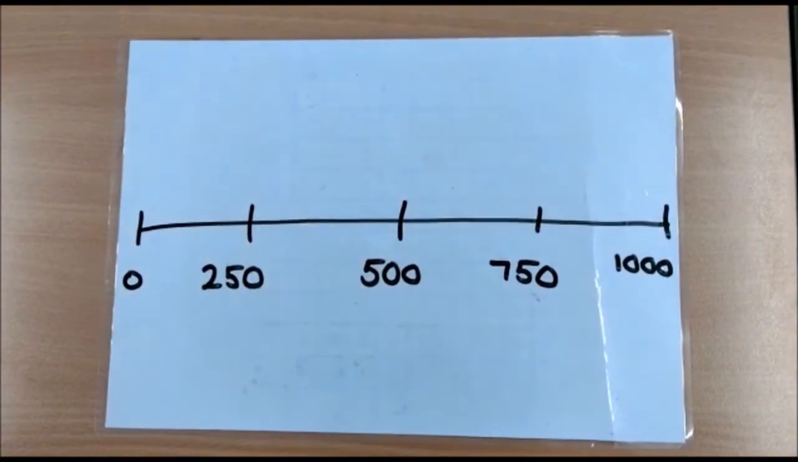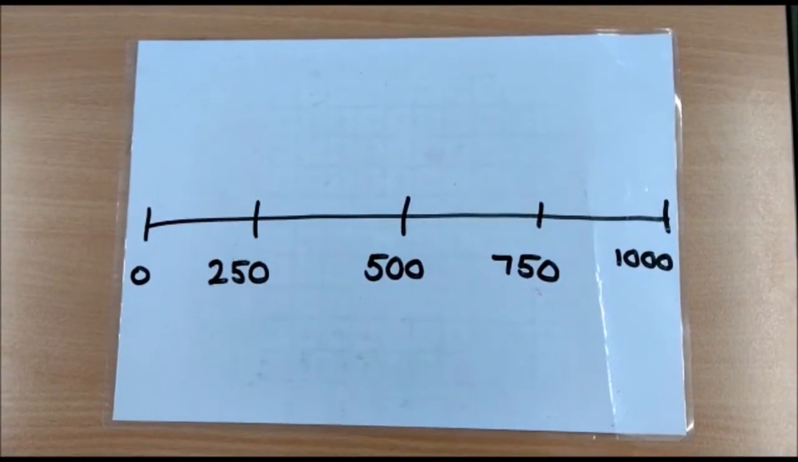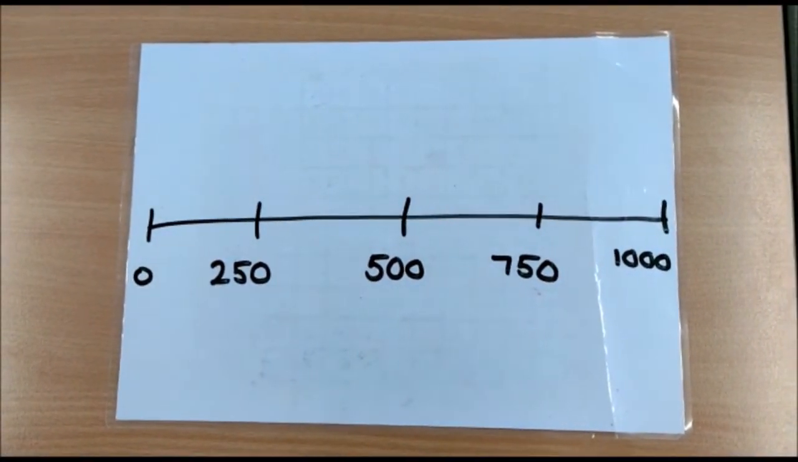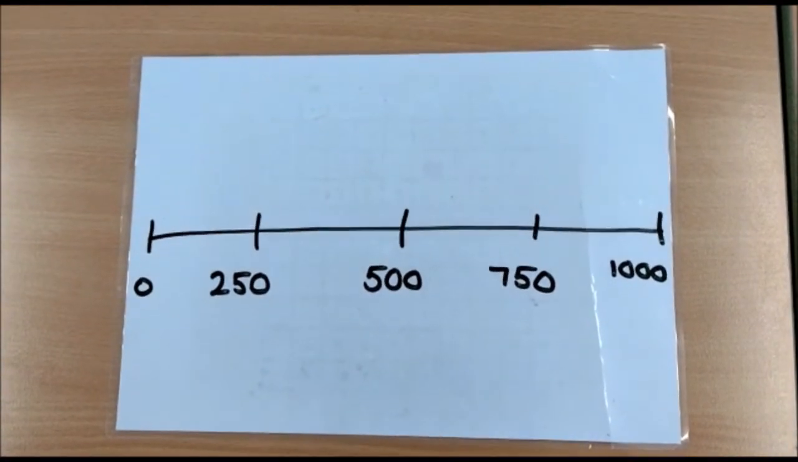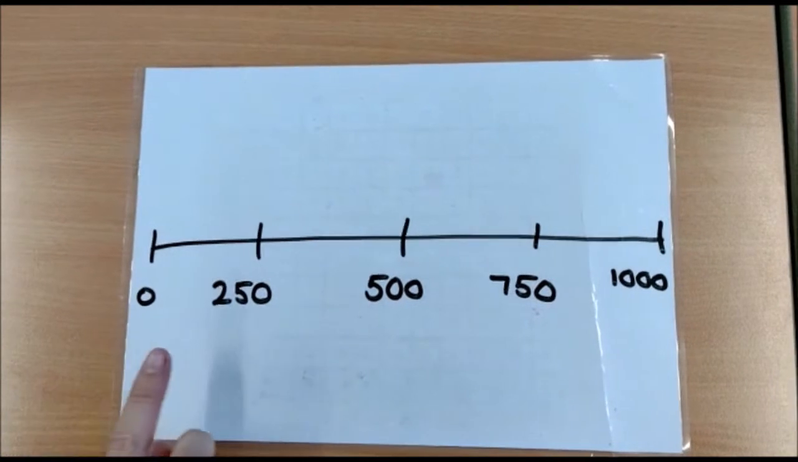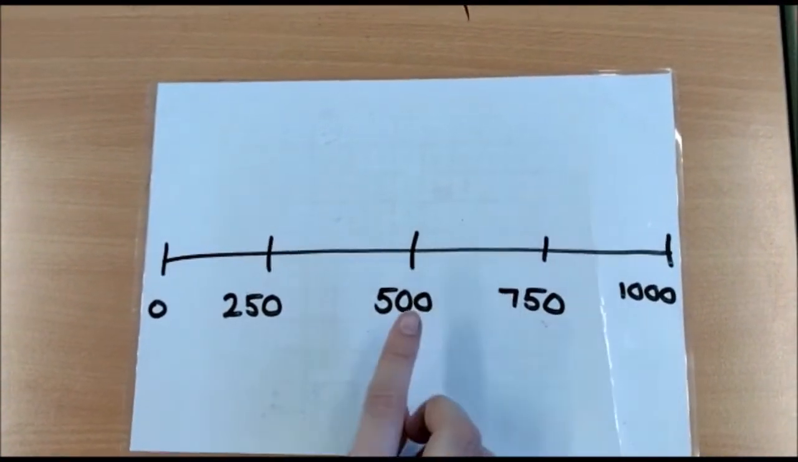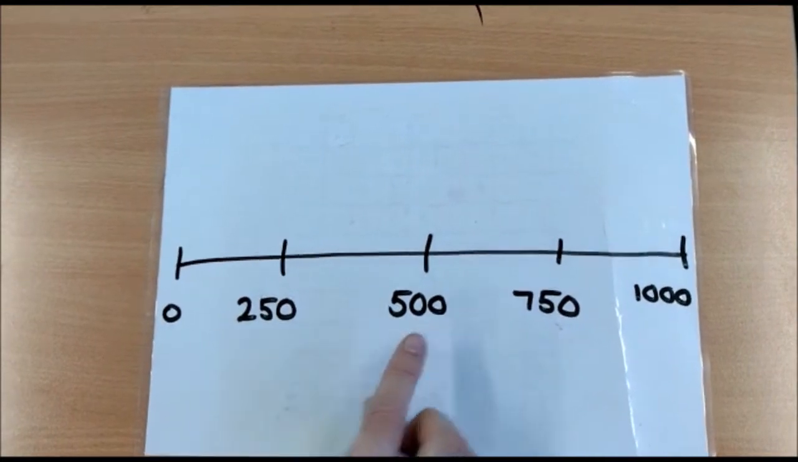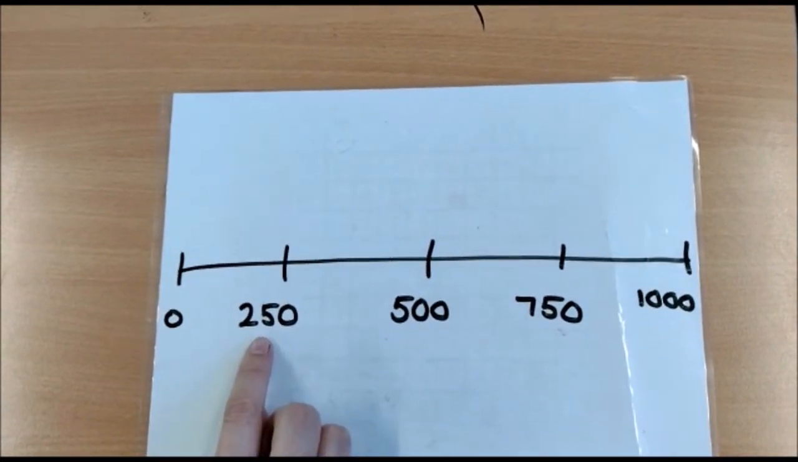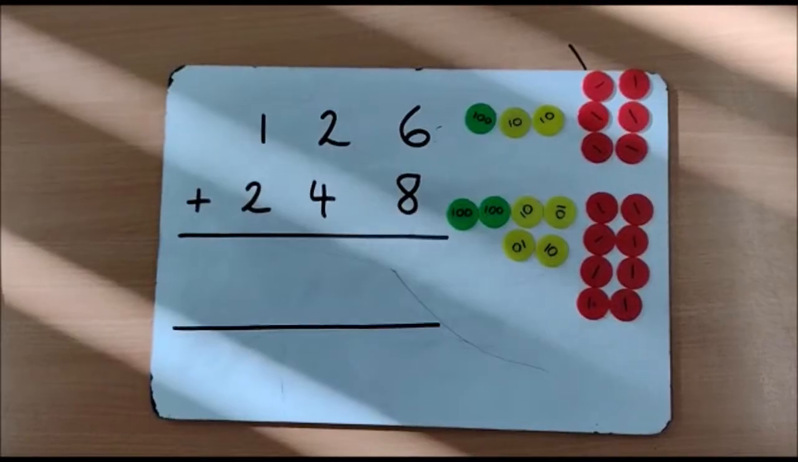In Year 3, children begin to use numbers up to 1000. If you have a child in Year 3, it's worth watching the Key Stage 1 video to see where they've come from. Children need to be able to order numbers to 1000. To support this, we use a number line going from 0 to 1000, and we put in the increments of 500 in the middle, 250 a quarter of the way, and 750 three quarters of the way.